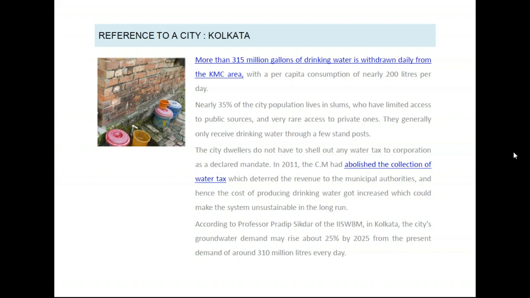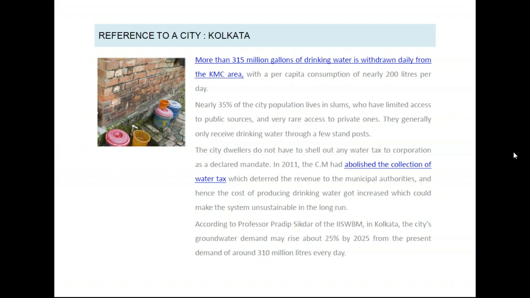Now, more than 315 million gallons of drinking water is withdrawn daily from the Thames area, with a per capita consumption of nearly 200 liters per day. Nearly 35% of the city population lives in slums, who have limited access to public sources and very rare access to private ones. They generally receive drinking water only through a few stand posts.